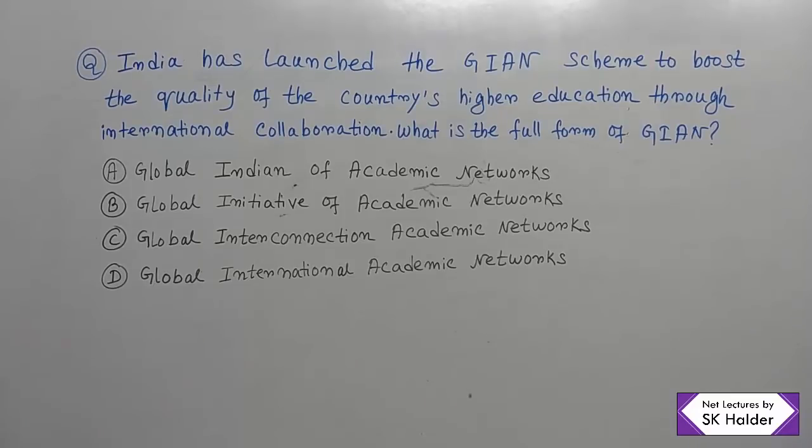India has launched the GIAN scheme to boost the quality of the country's higher education through international collaboration. What is the full form of GIAN? Option A, Global Indian of Academic Networks. Option B, Global Initiative of Academic Networks. Option C, Global Interconnection Academic Networks. Option D, Global International Academic Networks.